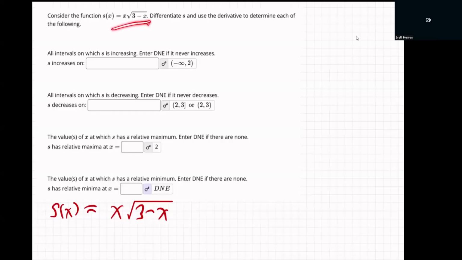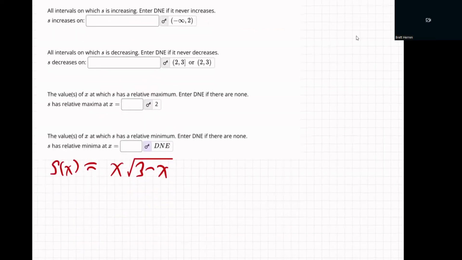This question gives us a function and wants us to differentiate it, then use derivatives to find where it's increasing, decreasing, and its maxes and mins. All right, so it says take the derivative. Let's do it. S prime, the derivative. Now, how are we going to do that? That's the product rule, isn't it? Product rule, because it's two functions multiplied.